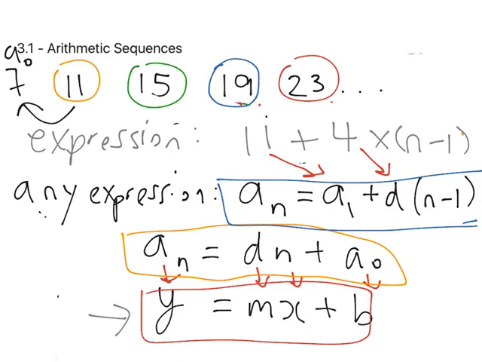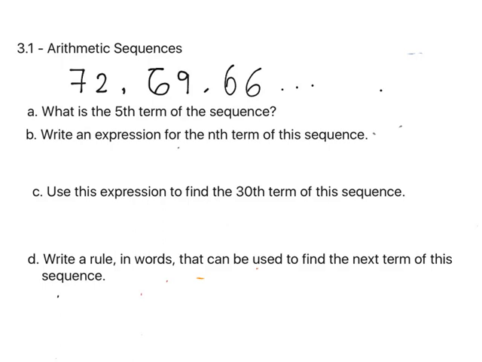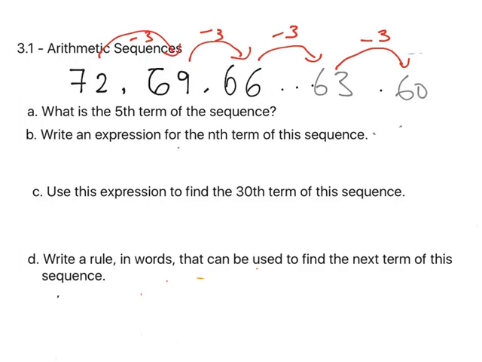Okay? So here's another example. So example, 72, 69, 66. A, what is the 5th term of this sequence? This time we're going down by 3, minus 3, minus 3. So to find the next term, 66 minus 3, that's 63. 63 minus 3 gives us 60. Be careful, 63 is not the answer. Instead, term 1, term 2, term 3, term 4, term 5. 60 is the 5th term of the sequence.